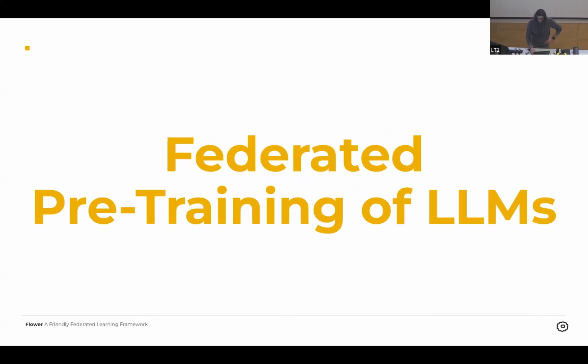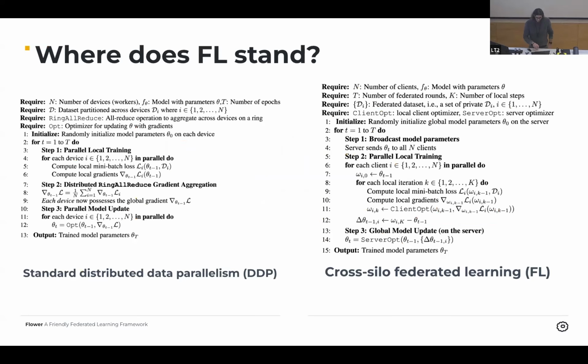So. We move now to federated pre-training of LLMs. First thing, where does FL stand, right? Compared to all the fancy distributed parallelism techniques that we've seen earlier. Now I want to build this comparison based on standard distributed data parallelism and cross-silo federated learning.